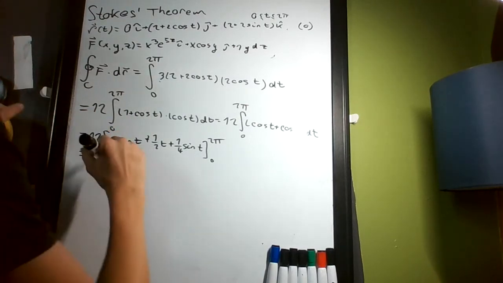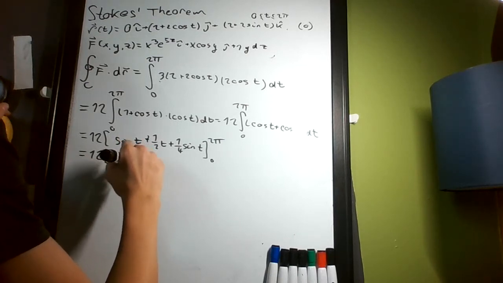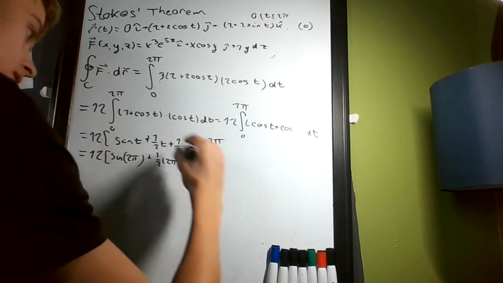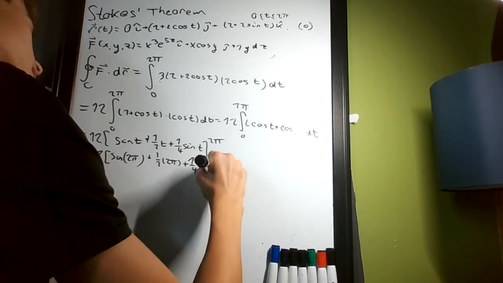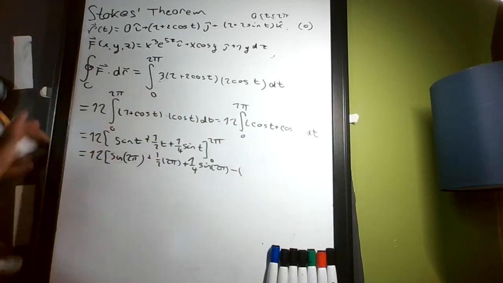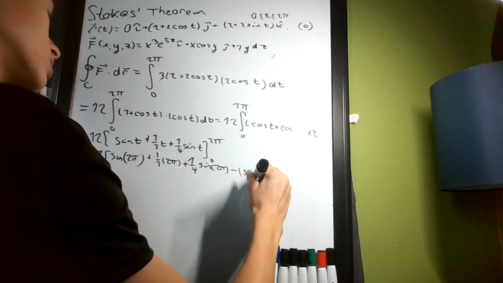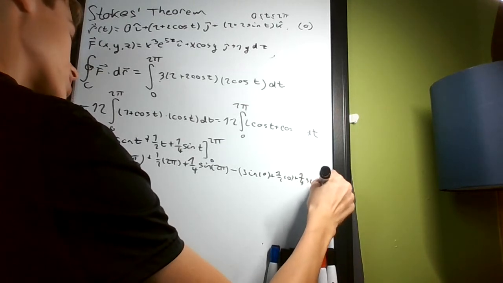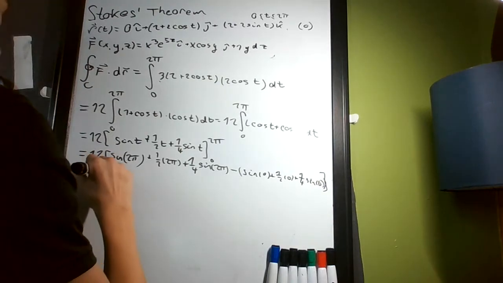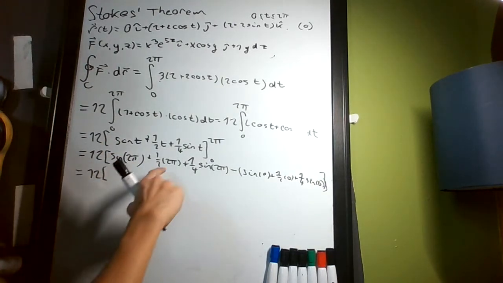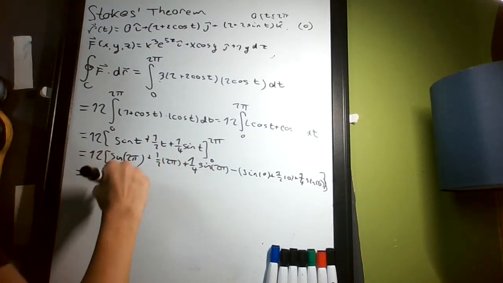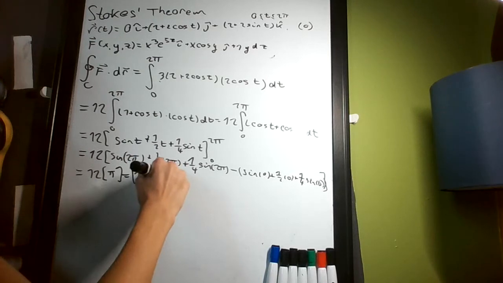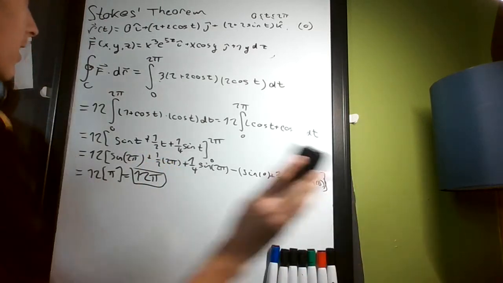Okay, plug in 2 pi: sine 2 pi, plus 1/2 times 2 pi, plus 1/4 sine 2 pi. Subtract off everything evaluated at 0, which, unsurprisingly, just goes to 0. We're left with sine of 2 pi, 0; 1/2 times 2 pi, which is pi; plus 1/4 sine of 2 pi, 0. So in the end, we get 12 pi. So that's how you evaluate the line integral directly.